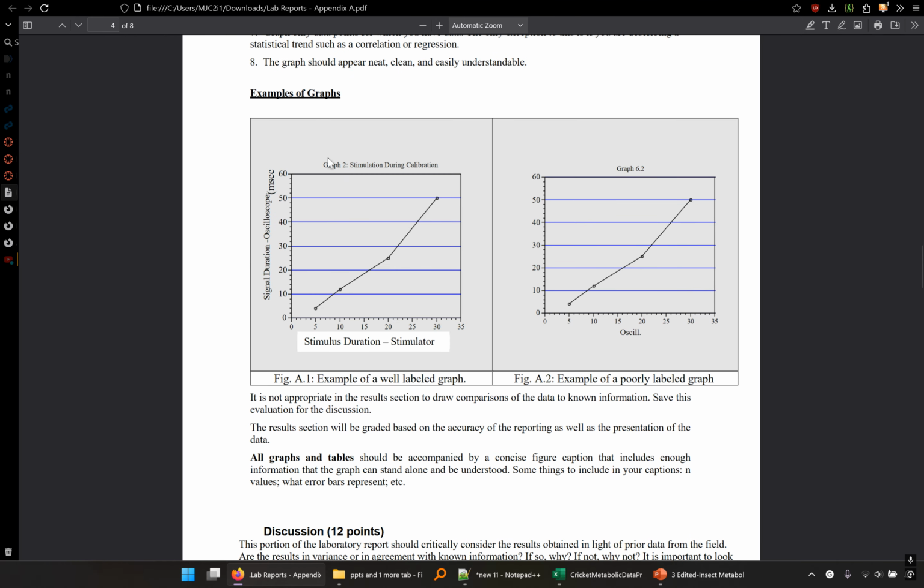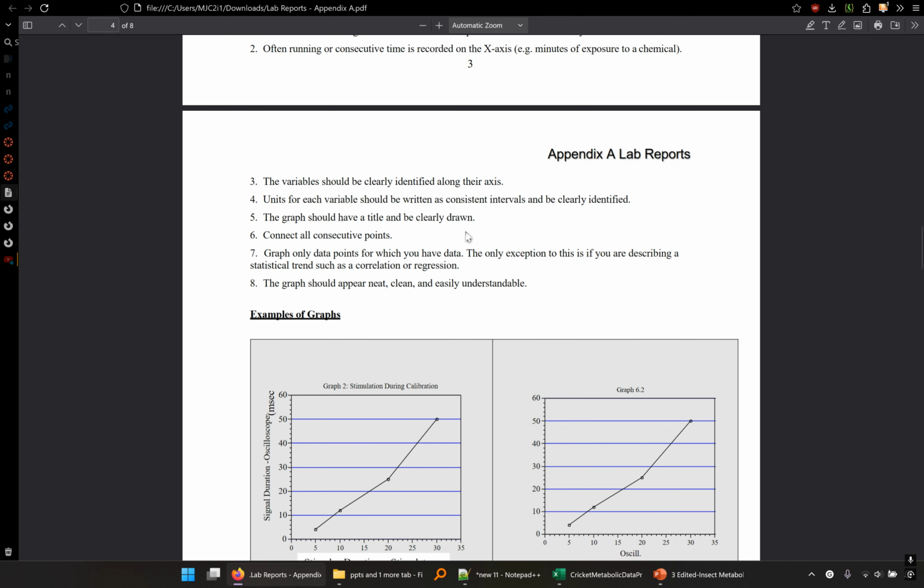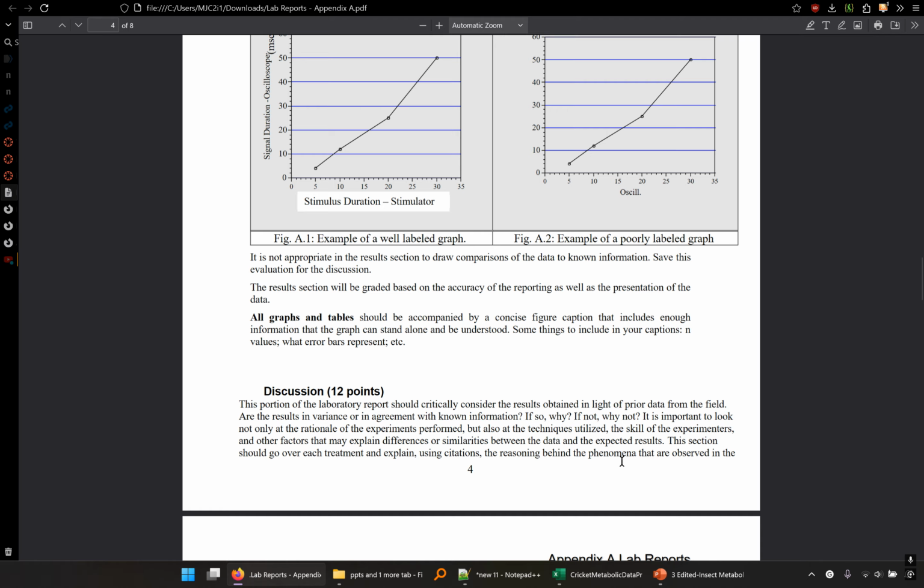It should include a title. It should include your units and your axis labels. You've already included your title. You should include a figure description at the bottom.